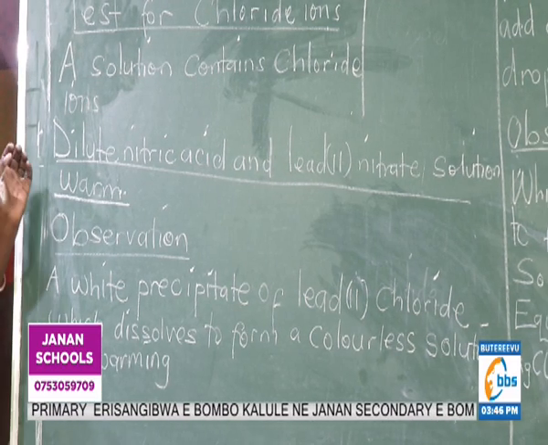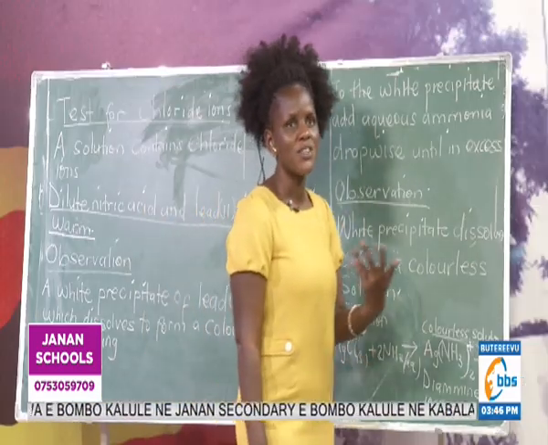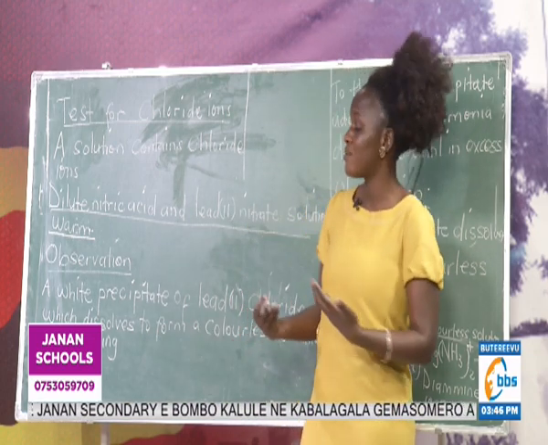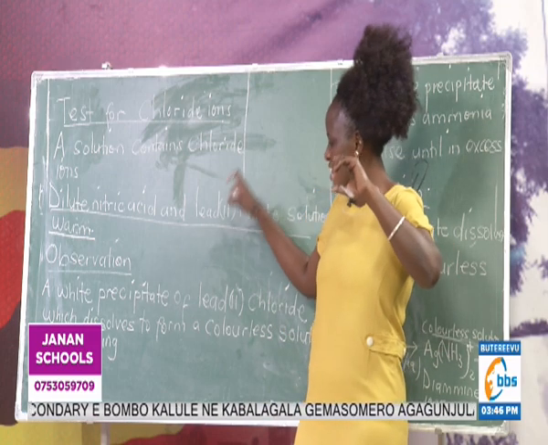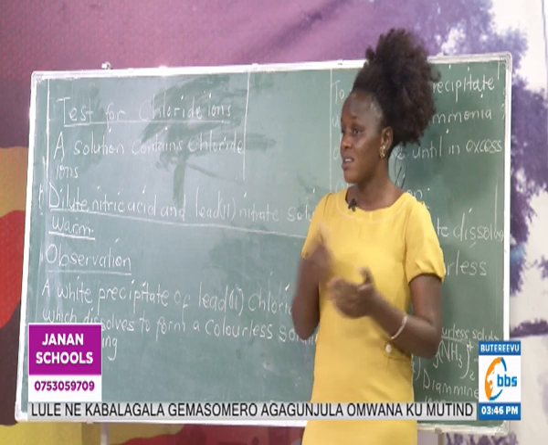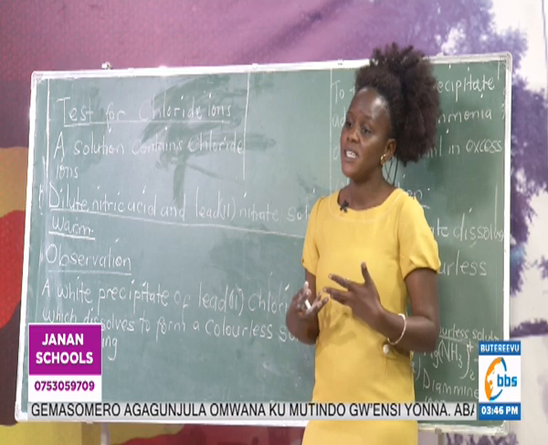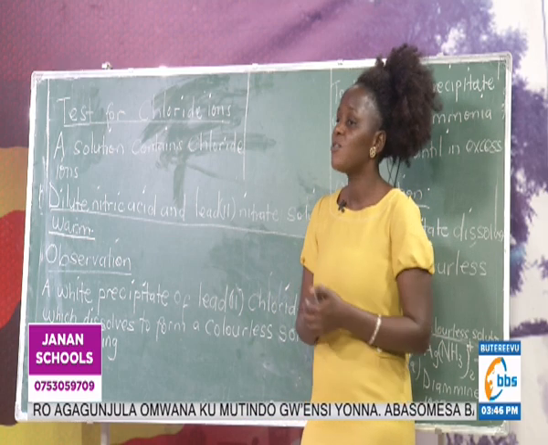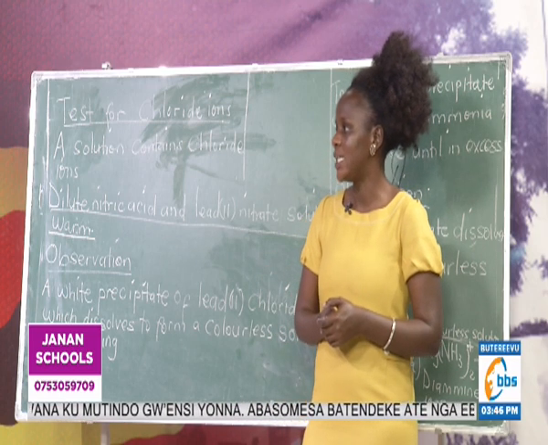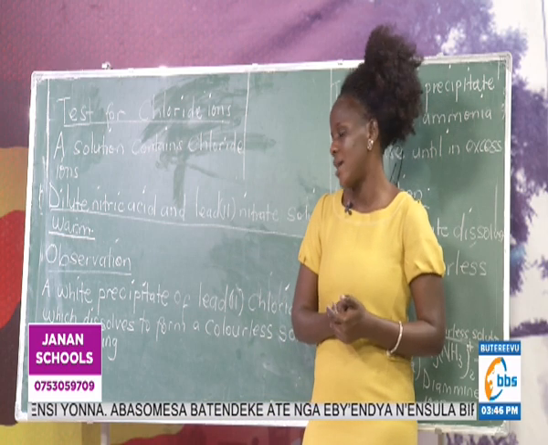Okay, and in some theory papers they will say a white precipitate which dissolves but reappears on cooling. It means they're talking about the same thing. They're talking about lead 2 chloride. It is soluble on warming, but it is insoluble on cooling. That's why some books will say a white precipitate, okay, which dissolves to form a colorless solution, but reappears on cooling. So they're referring to lead 2 chloride.